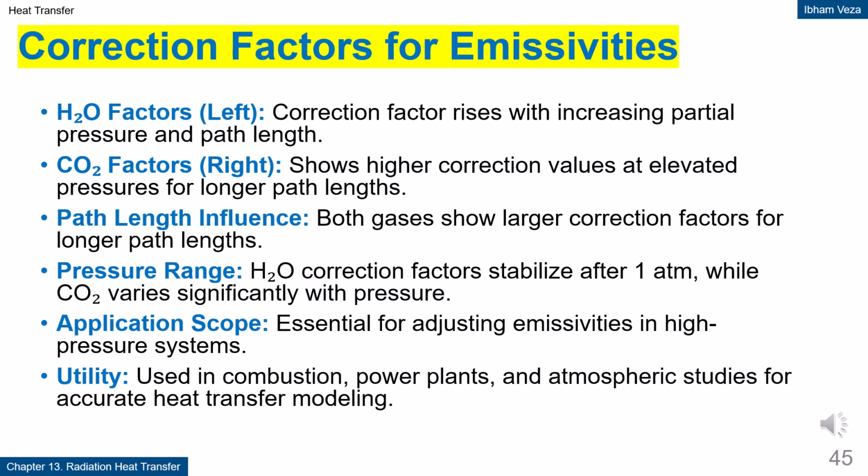Correction factors for emissivities. Correction factors are used when pressure and path length conditions are outside the standard chart conditions. For H2O, the correction factor tends to stabilize after a certain pressure. For CO2, the pressure effect remains significant. A longer path length always increases the correction factor. This concept is important for high-pressure systems such as gas turbines and boilers.